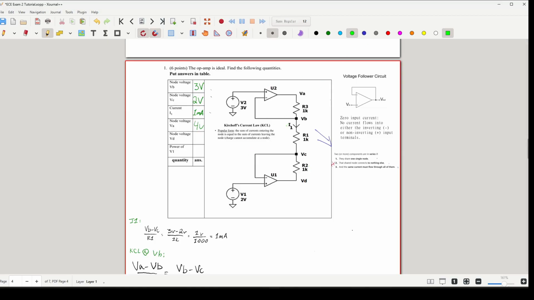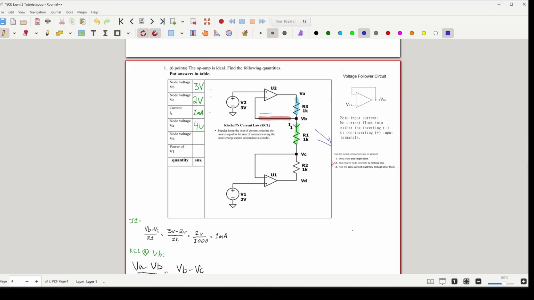I'm going to highlight the branches that are a part of node VB. This is 1 for R1. This is 2 for R3. But this is 3 for our inverting input of U2. So this is why this connection disqualifies a series.